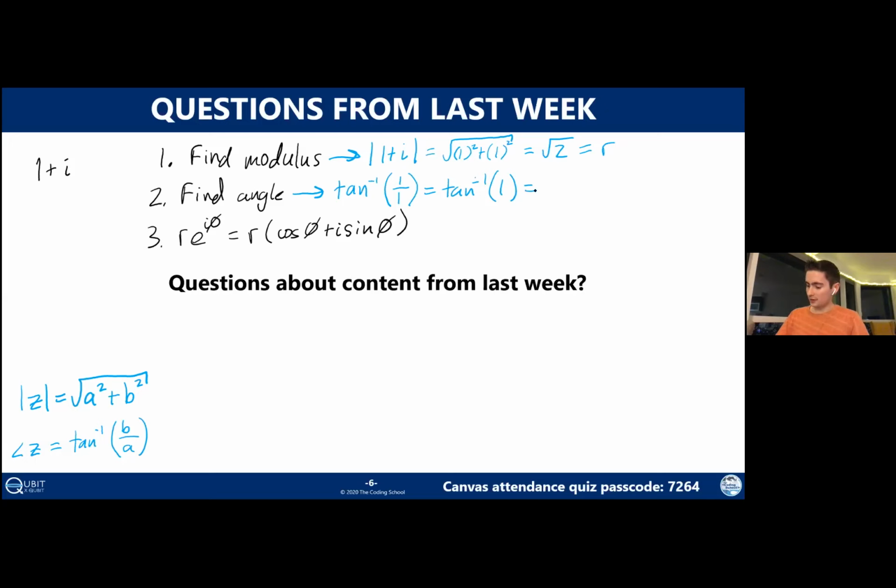And then if you work that out on a calculator, you should get that this is pi over 4. And it's okay if that was just a decimal number as well. Now in our final formula, we call this thing phi. So now we've found our radius r, we've found our angle phi. And so the last step is to write this as r e to the i phi, which is just going to be square root of 2 e to the i pi over 4.